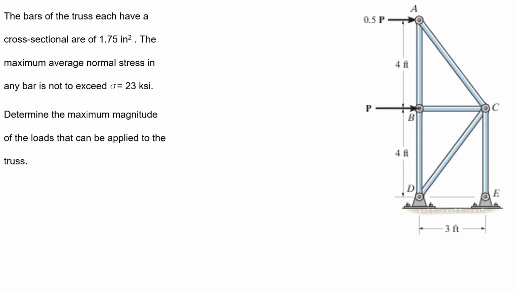Hello, this is the last homework problem of homework 7. Now the bars of the truss each have a cross section of 1.75 inch square. The maximum average normal stress in any bar is not to exceed 23 ksi. Determine the maximum magnitude of the loads that can be applied to the truss. So in joint B we have a load of P, and in joint A we have a load of 0.5P.